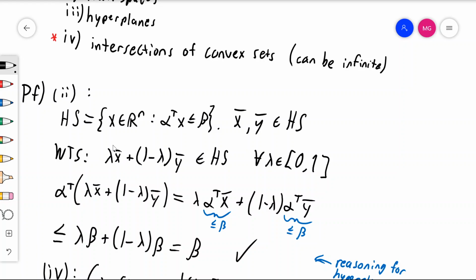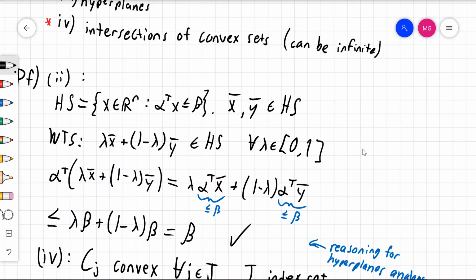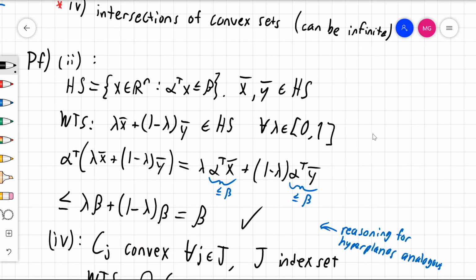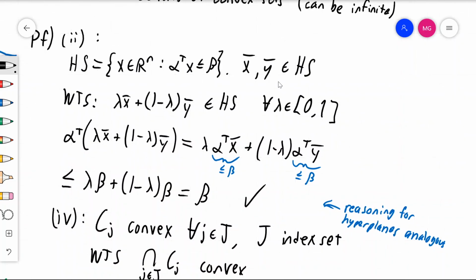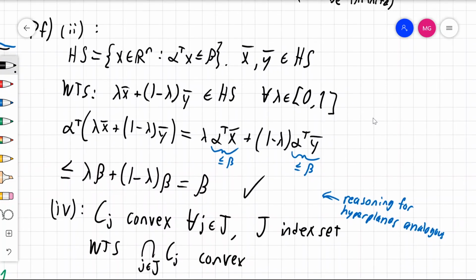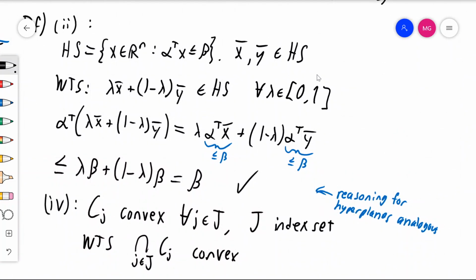So here's the line segment. It's lambda x bar plus 1 minus lambda y bar. And for every value of lambda that I plug in, lambda equals anywhere from 0 to 1, as I range over that interval for lambda, all those points that it generates, which is the entire line segment, each of those individual points needs to be in the half space. So that's what it would mean for the half space to be convex. Because x bar and y bar are arbitrary points. Because we need to show it for every pair of points, x bar and y bar.